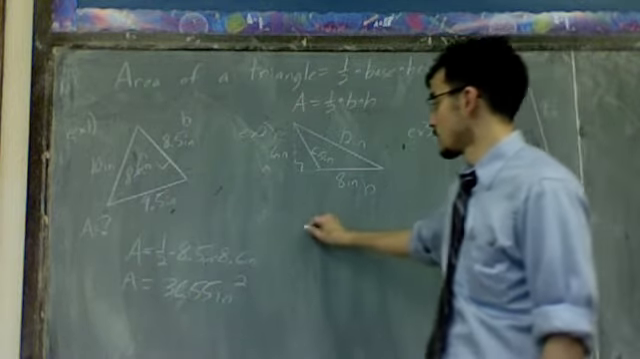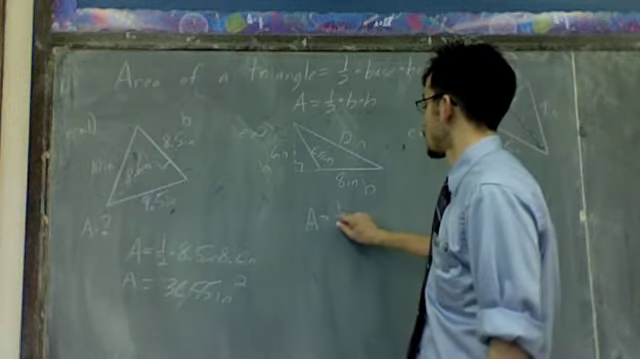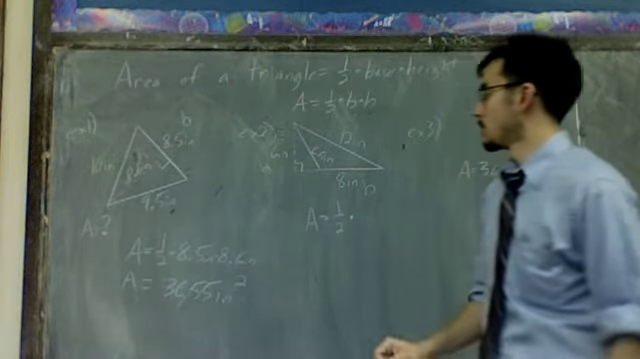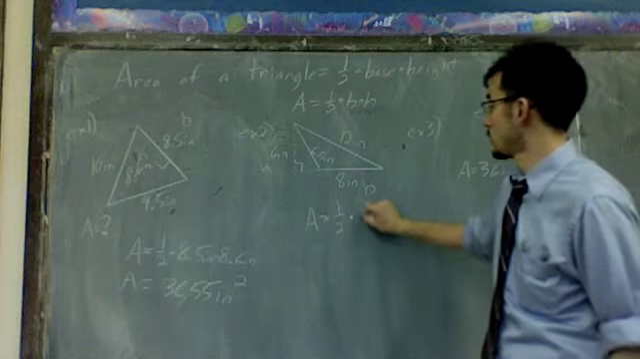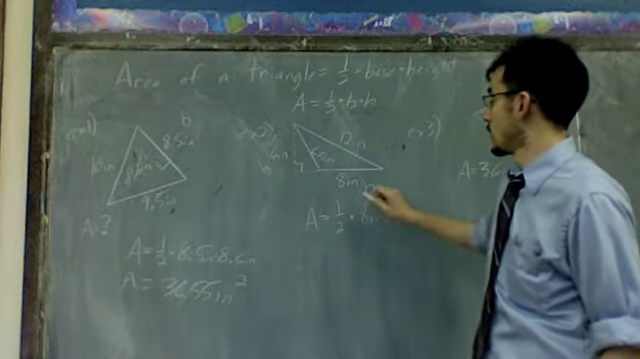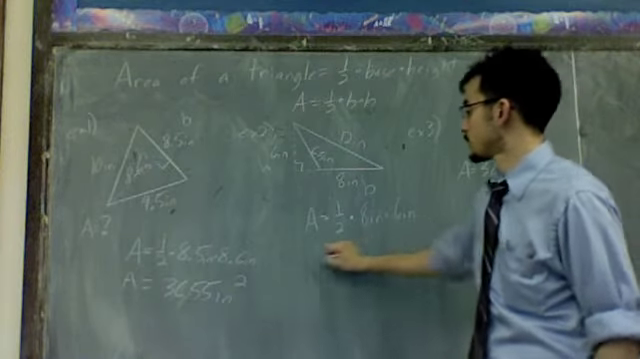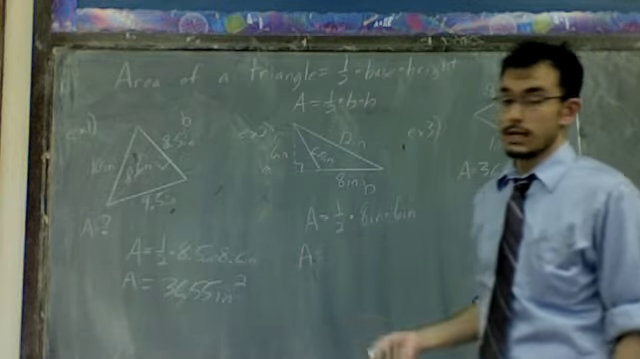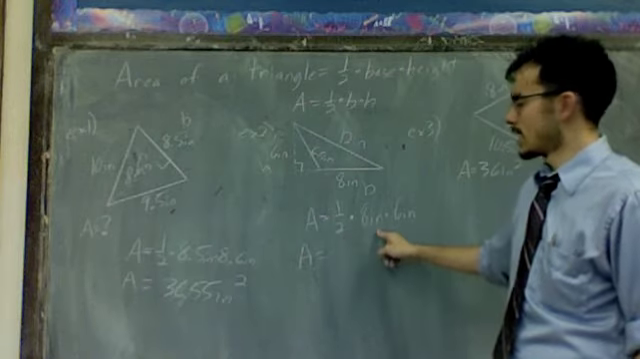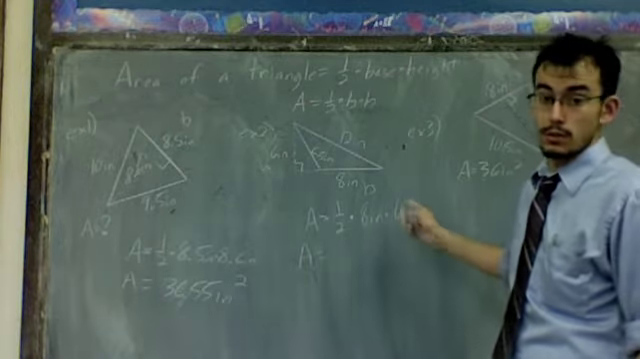So the formula is still 1/2 times the base times the height. Well, the base is 8 inches, and the height is 6 inches. Well, this is easy. We can do this in our head. 1/2 of 8 is 4, and 4 times 6 is 24.